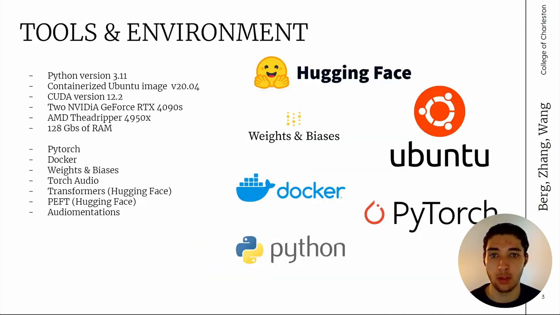For our tools and environments, we're using Python, obviously, and we containerize an Ubuntu image for running our code on our server. And you can see our specs on the left. It's the CUDA platform. We use PyTorch to model our deep learning models, and Weights and Biases was very helpful for tracking all of our experiments and making those public. Other packages that we use were transformers, PEFT, and importantly, audio augmentations for augmenting the data.